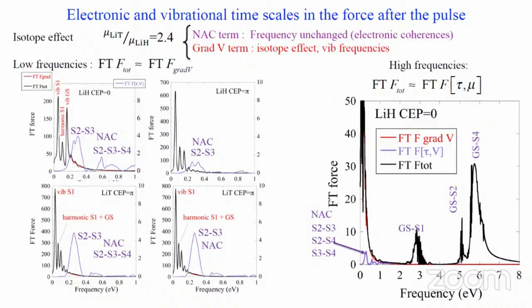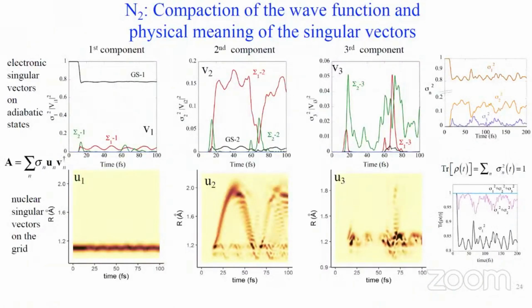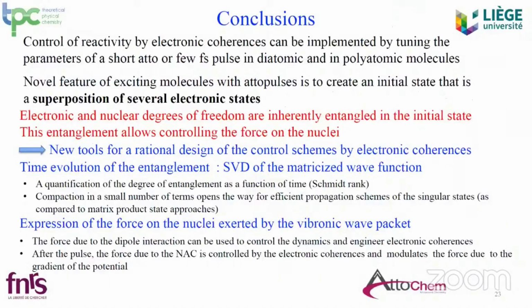And if you look now at the high frequency part, you get in the force the fast beating electronic coherence between the ground state and the electronic state. I am essentially done. So I showed that we can get control through building electronic coherence in diatomic systems, in polyatomic systems. And essentially it's because we untangle electron and nuclei. And we now want to have tools to have a rational design of this control.